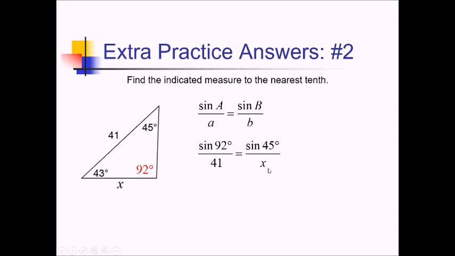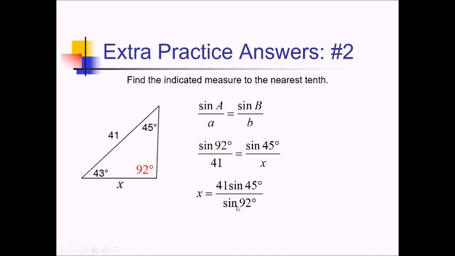Now to get x by itself, I need to cross multiply and then divide by sine of 92. So if I cross this way, I've got x equaling 41 times the sine of 45. And we would have x times sine of 92. But then I have to divide by the sine of 92. So ultimately, that ends up down here in the denominator.